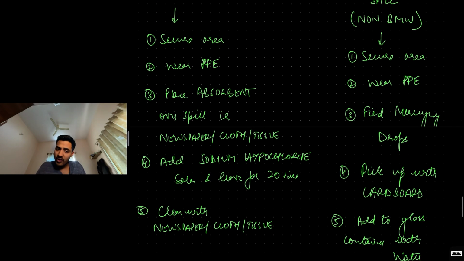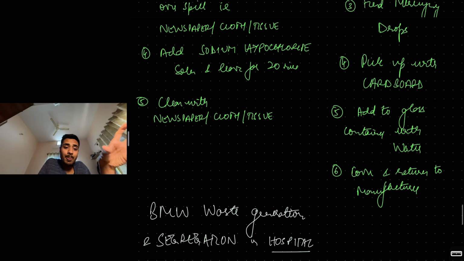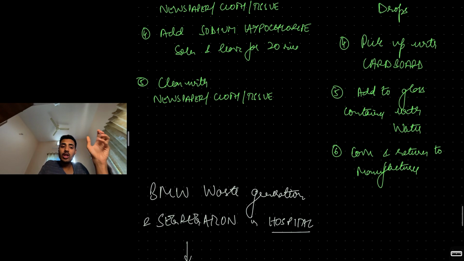First few steps are the same. Secure the area, don't let anyone walk over it. Wear personal protective equipment. But remember, mercury splits into small beads, small drops, which run away helter skelter. They spread very quick. So you need to first find all the mercury drops. You should not use your hands to pick up the mercury drops, because it will split up the mercury into even smaller pellets. So what you have to do is use cardboard.